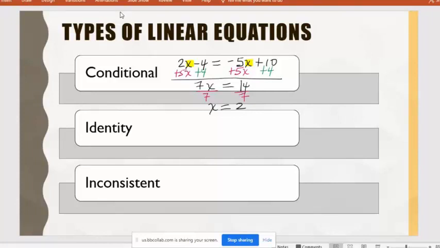So altogether, I'm just going to say x equals 2, but I could say if 2x minus 4 equals negative 5x plus 10, then x equals 2, right? Okay. So that's our first type, a conditional equation that has a solution. And for linear equations, they have exactly one solution. Just one.